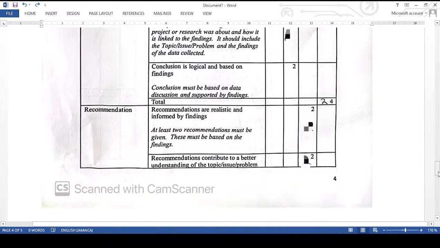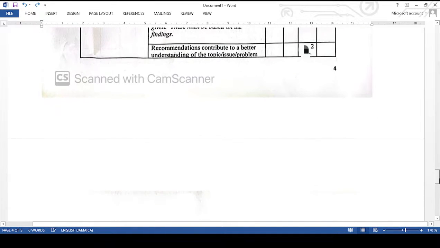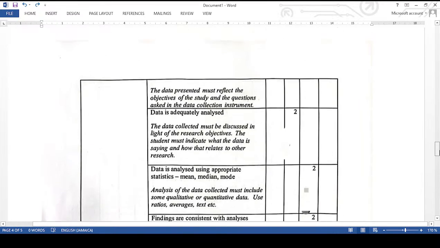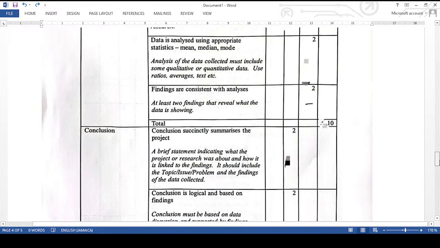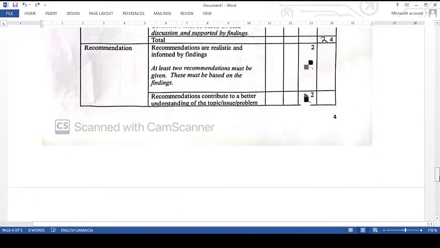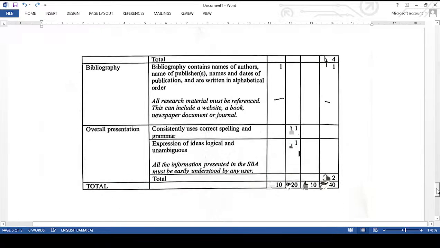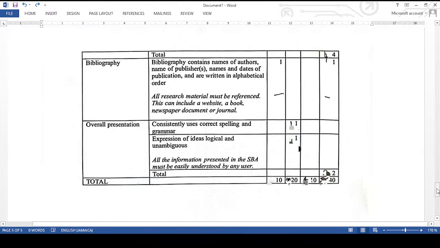Recommendations now, right? They must be realistic and informed by your findings. So at least two recommendations must be given, and these must be based on the findings, right? Your recommendations contribute to a better understanding of the topic, issue, and problem, and the recommendation values 4 marks. The presentation and analysis values 10 marks. Then you have the bibliography, which values 1 mark, right? And you should know how to do a bibliography. The overall presentation, right? You get marks for that, 2 marks for the overall presentation.